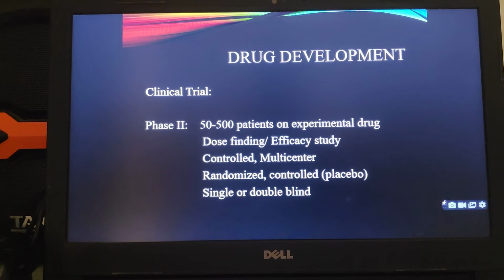This phase 2 clinical trial, most of the time, is a placebo controlled clinical trial, which is randomized. It is multi-center, conducted at multiple centers, and it can be a single blind study or it can be a double blind study. The single blind study, when the patient does not know about the treatment. The double blind study, when the patient as well as the investigator both are not aware of the treatment, whether it is a drug or it is a placebo.